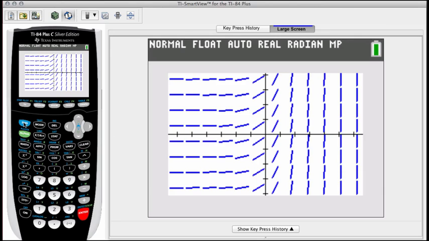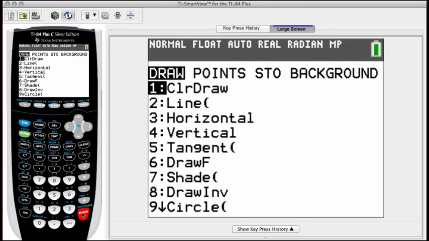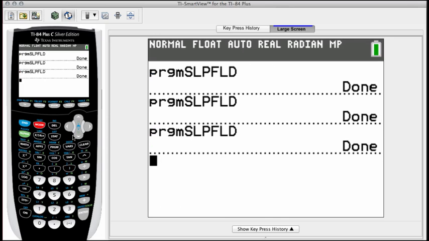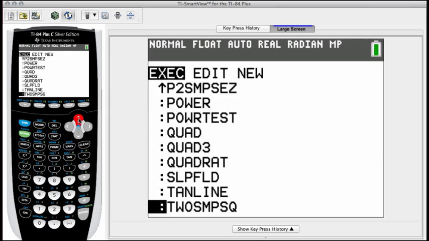Let's clear this out. And we're going to graph the differential equation y times the quantity 2 minus y. You can back out of it and then run your slope field program.